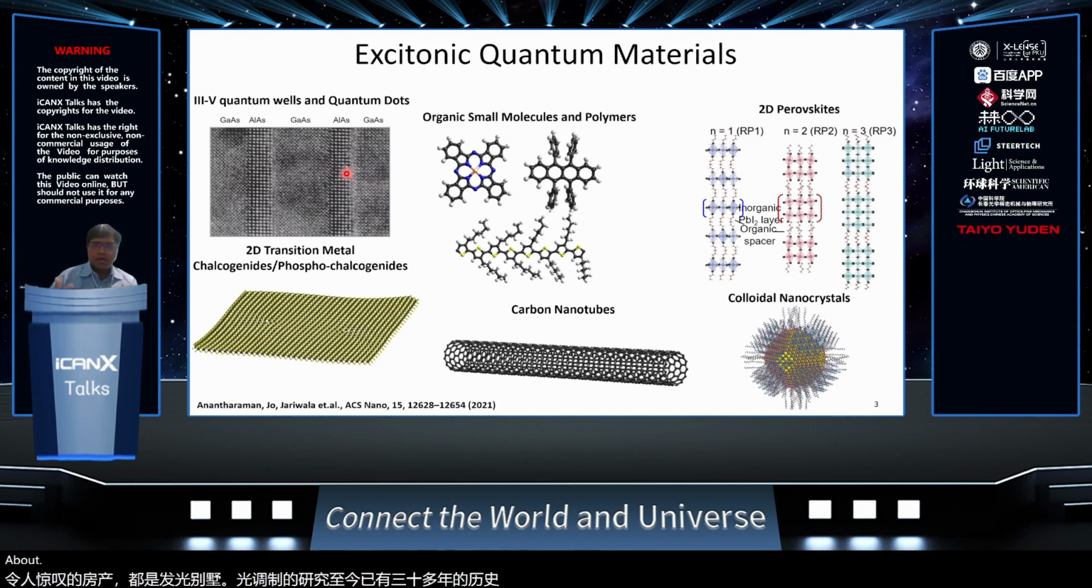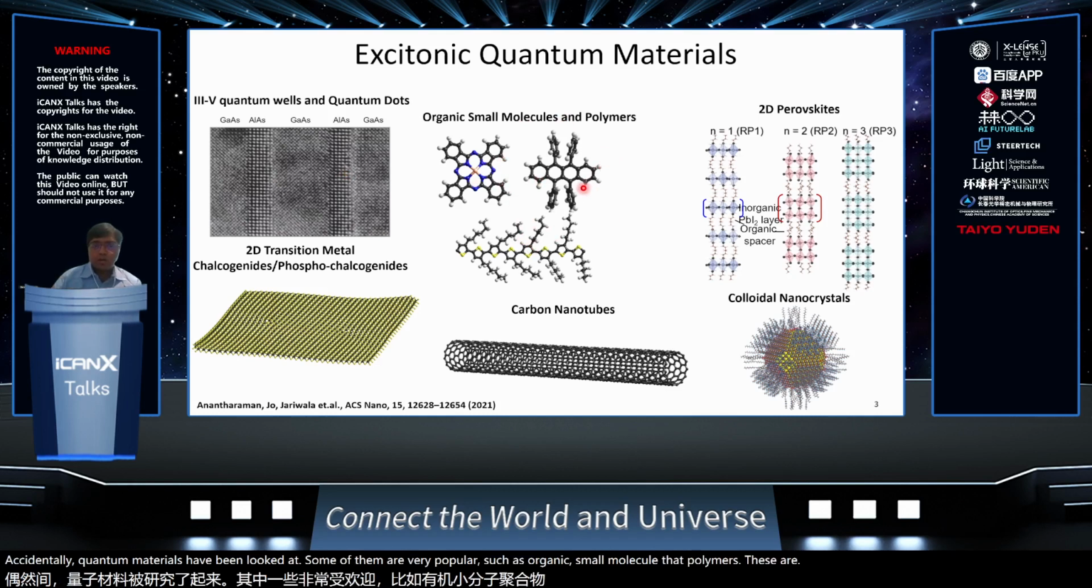But what has happened is that people obviously have a penchant for making things cheaper, making things out of newer materials that are easier to deal with, easier to process. And so various other types of excitonic quantum materials have been looked into. Some of them are very popular, such as organic small molecules and polymers. These are also commercial in the form of OLEDs, as we all know.